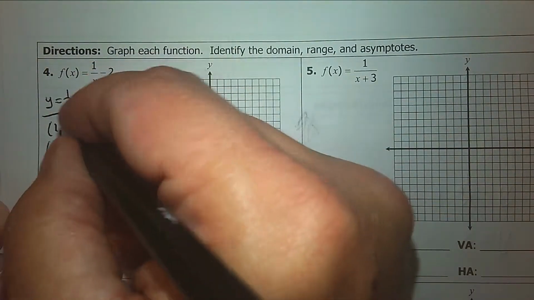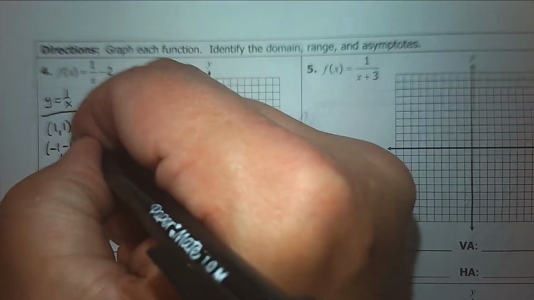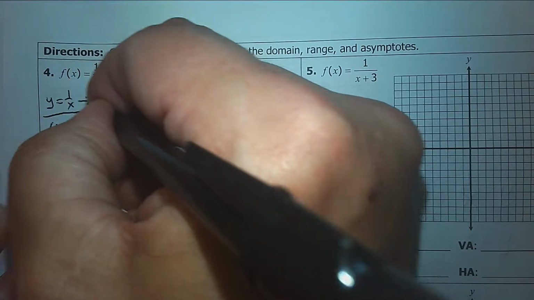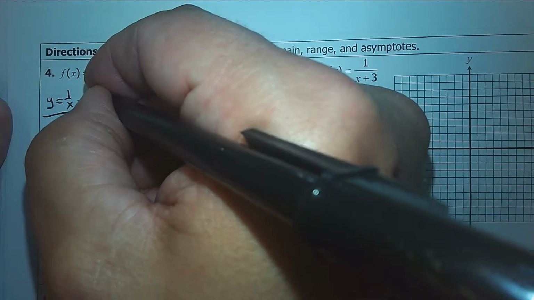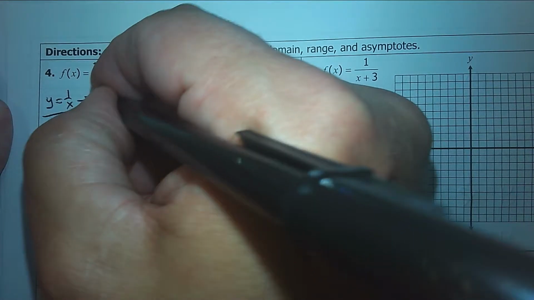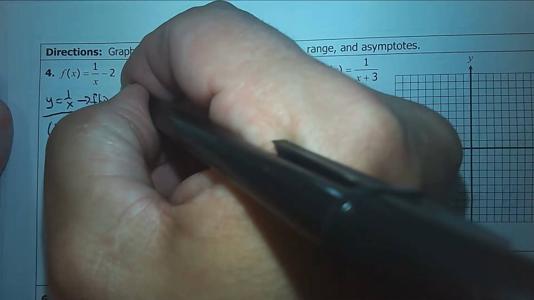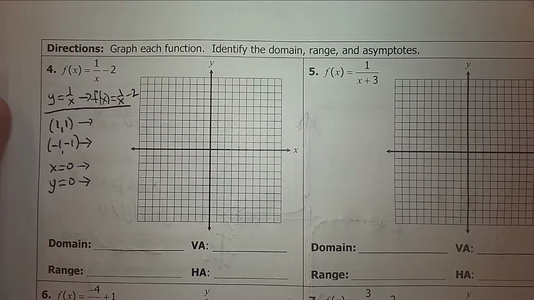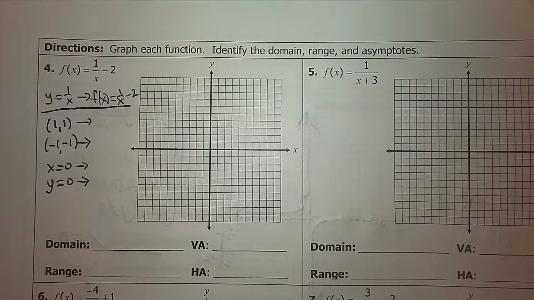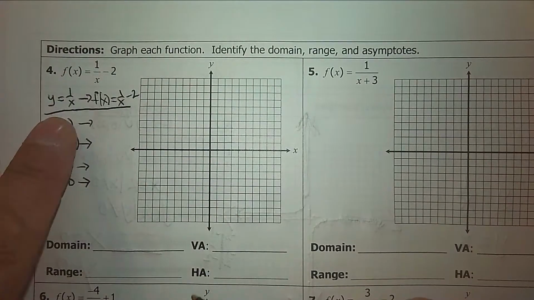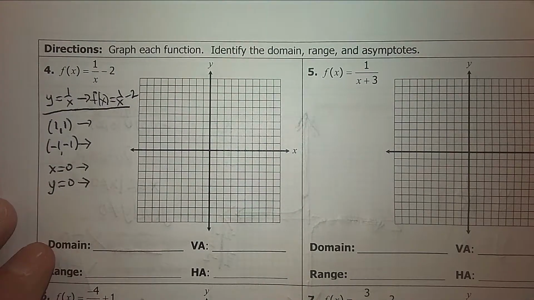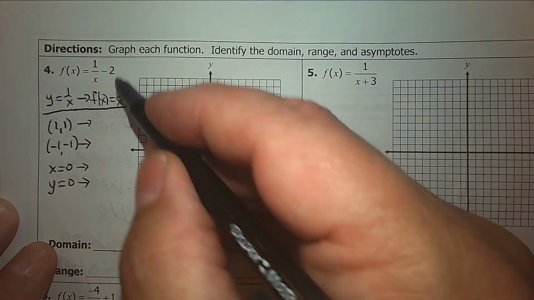This you have to memorize. 1, 1, -1, -1, x equals 0, and y equals 0. Now, how did our function change? Instead of 1 over x, it's now 1 over x subtract 2. So I'll give you a moment to set it up and look at it. When I look at the parent and look at the transform function, what's the only difference between the two? This is the subtracting 2, correct?